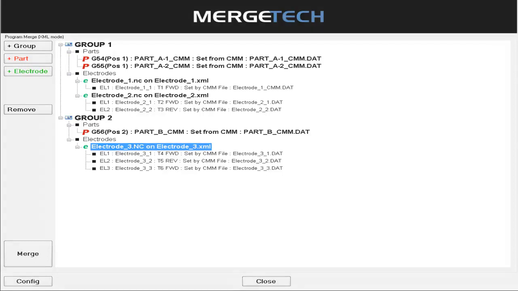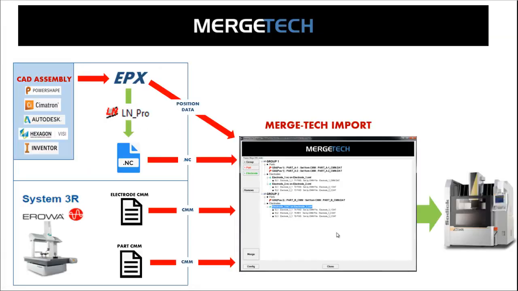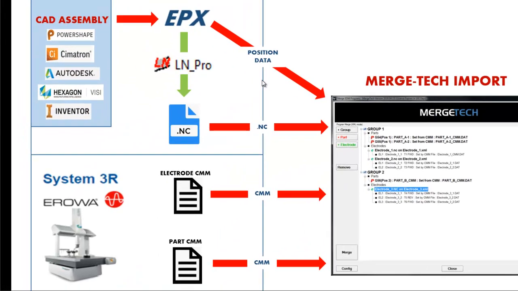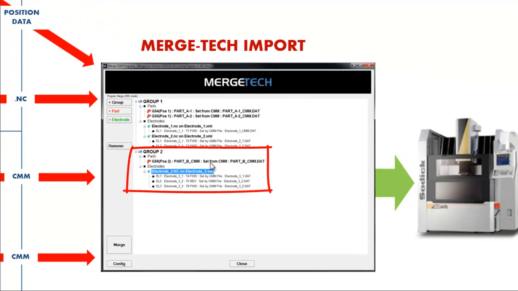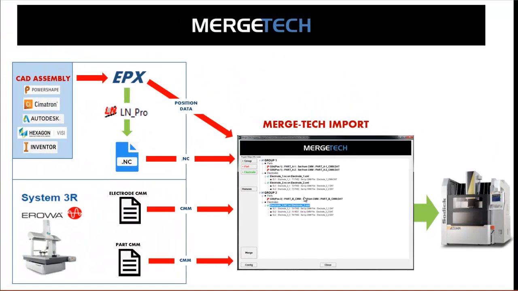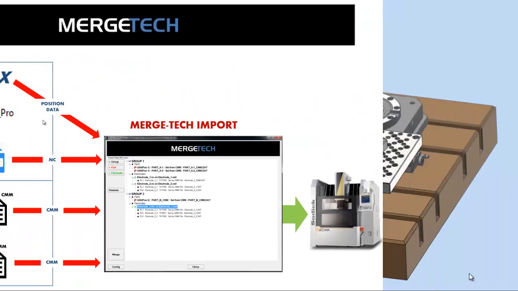So there are 4 files that need to be imported into the MergeTech software. The first one is the positional data, then the NC data, and the CMM data for both the electrode and the part for zero-point transfer. Once that is imported in via groups, then you can build a program as large as you like, which will be merged together to create one big program that can be sent straight to the machine.